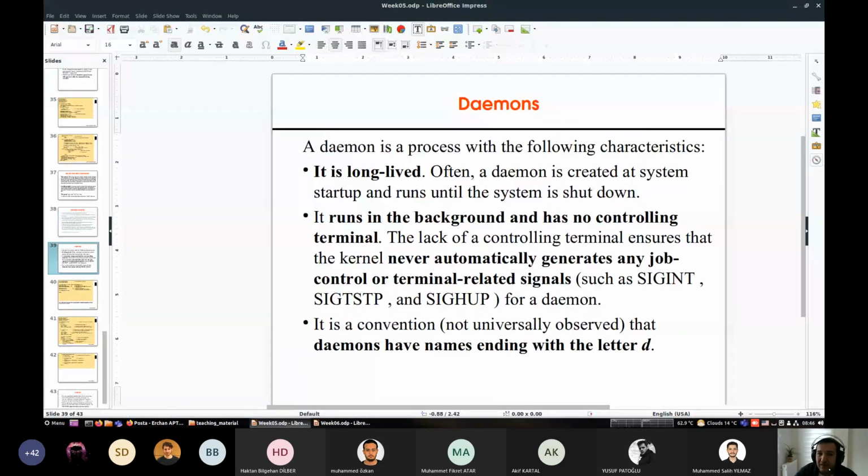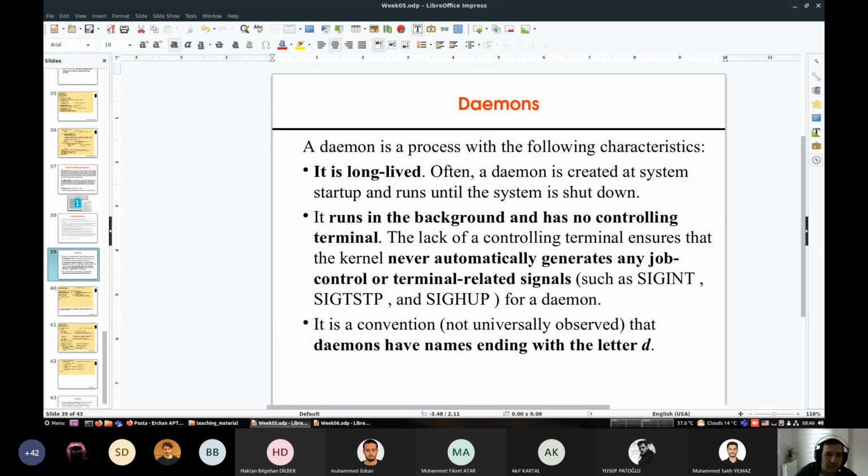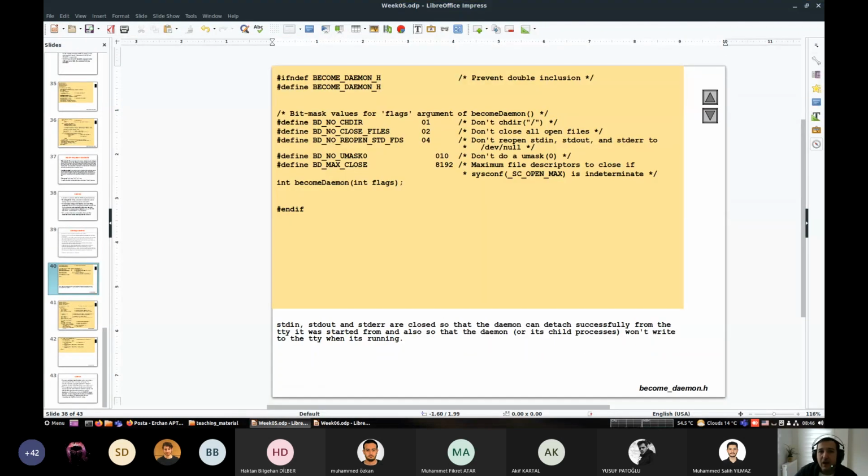Now, if we look at the details, of course, this is a slide that we saw last time. It should have been here. If we look at the details now, how to prevent double inclusion, how to prevent double execution, rather. So how do you stop a daemon from being executed twice? Now, let's look at this.